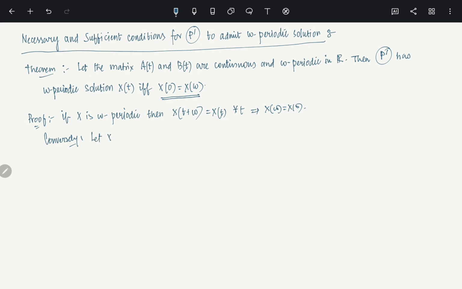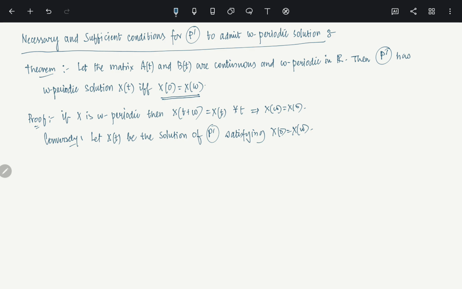Let x of t be the solution of x prime equals a of t x plus b of t, is this okay? And satisfying x0 equals xw. Is this okay? See, now we are assuming that x is closed. So essentially at the point 0 and at the point w, it is basically the same.